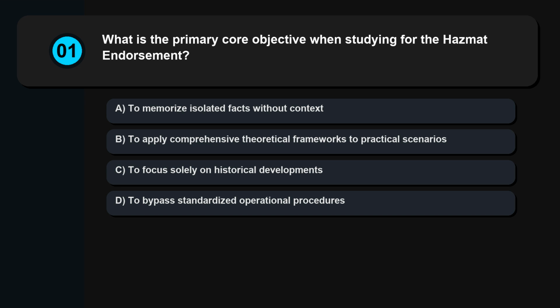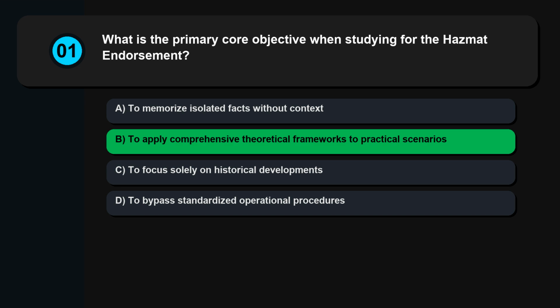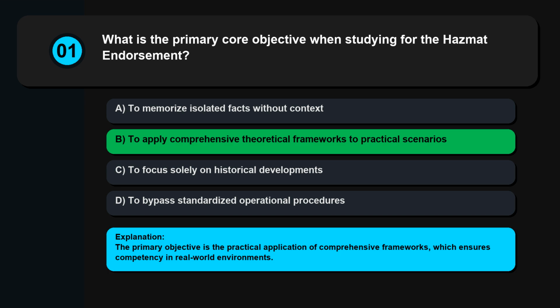Question 1. What is the primary core objective when studying for the Hazmat endorsement? To memorize isolated facts without context. To apply comprehensive theoretical frameworks to practical scenarios. To focus solely on historical developments. To bypass standardized operational procedures. The primary objective is the practical application of comprehensive frameworks, which ensures competency in real-world environments.